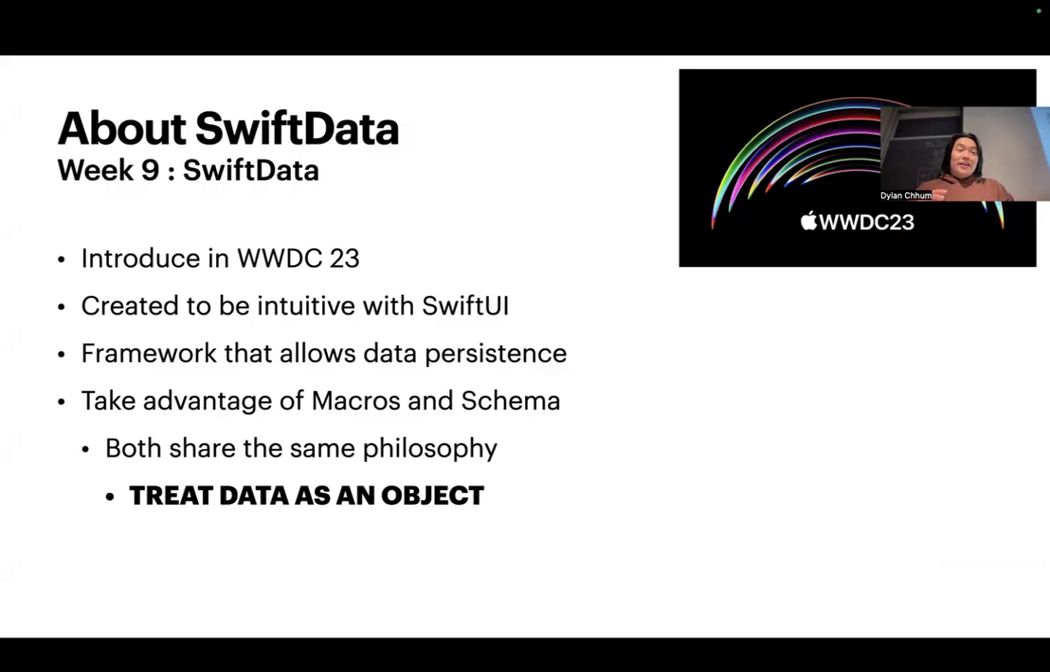So SwiftData is the evolved version of Core Data. It still uses aspects of Core Data, and actually they are compatible with each other. It's just that SwiftData takes advantage of macros and schemas, right?